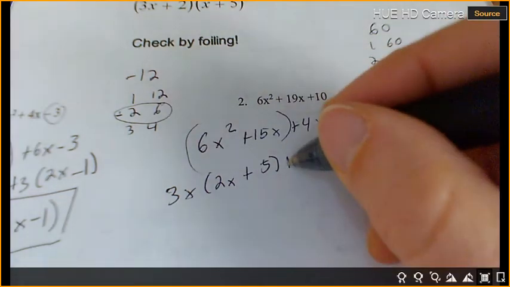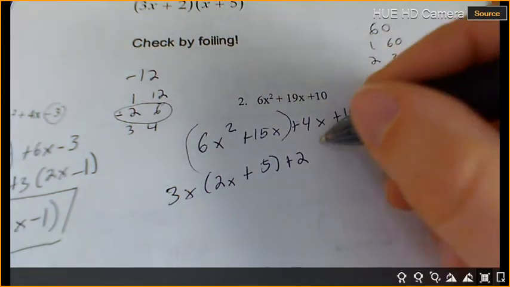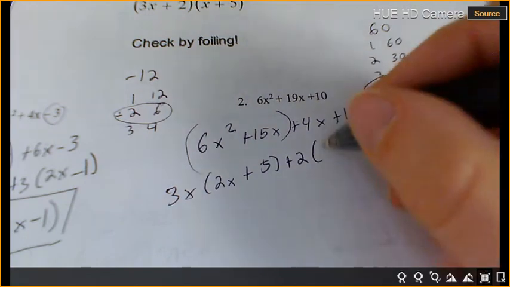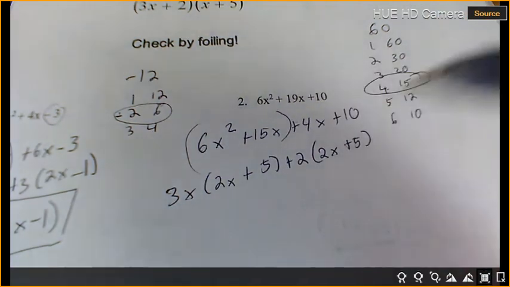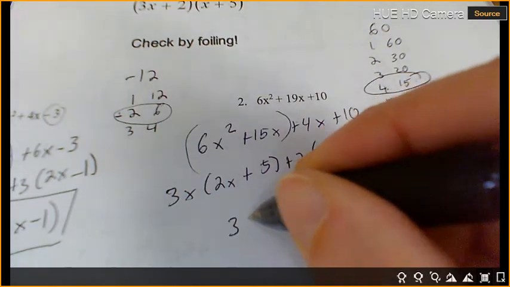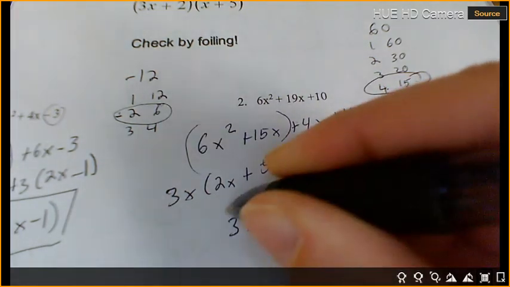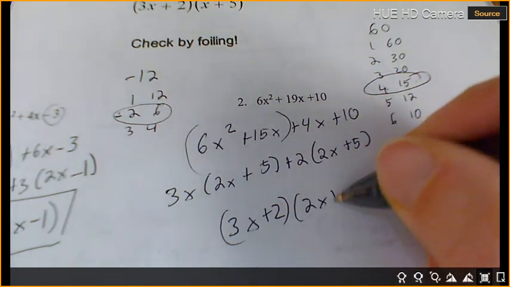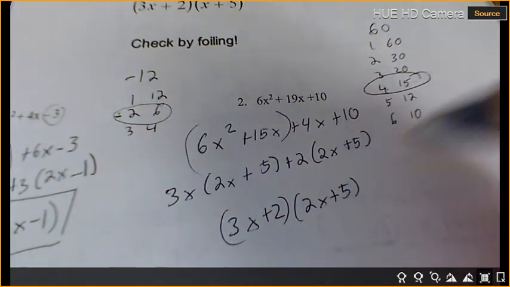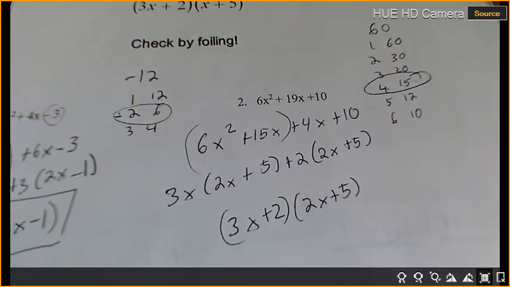2. 2 times what gives me 4x? 2 times what gives me 10? Okay, so my final answer? 3x plus 2 times 2x plus 5. Just 2x plus 5. No squared. I don't have a squared on mine.